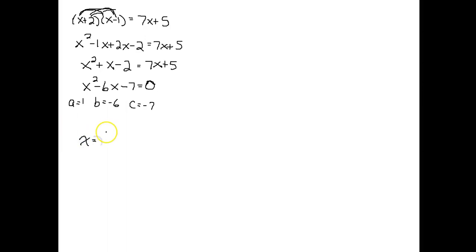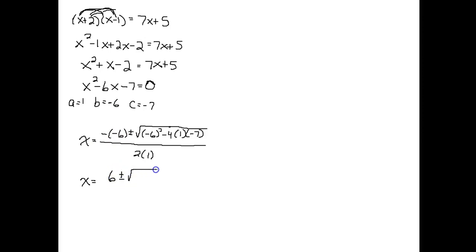X equals negative B plus or minus square root B squared minus 4AC all over 2a. So negative b is the formula, but our value for b is also negative. So you have negative negative 6 or positive 6 plus or minus square root 36 plus 28. That's all over 2.